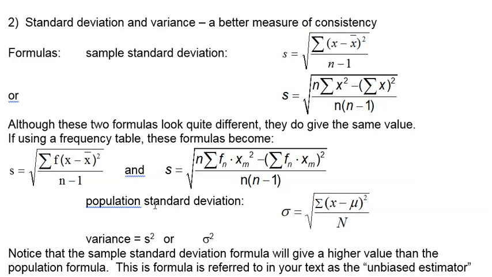As I mentioned, variance is just standard deviation squared, whether we're talking about the sample variance or the population variance. Always when you're comparing these two, our sample standard deviation does give a higher value because we're dividing by n minus 1. And the reason for that is we always have a level of uncertainty when we have a sample. So we divide by n minus 1 to account for that uncertainty, and we refer to it as the unbiased estimator.